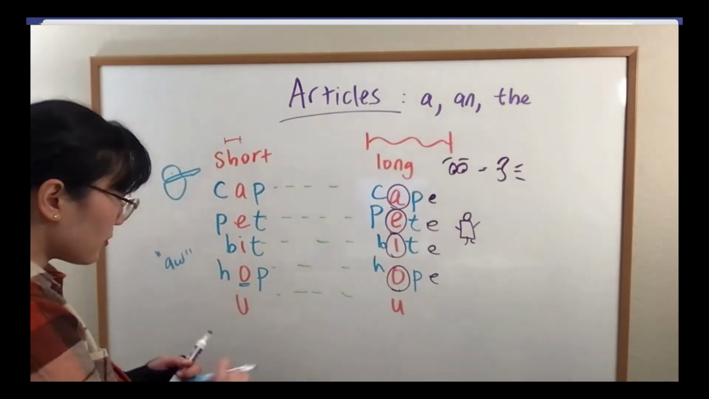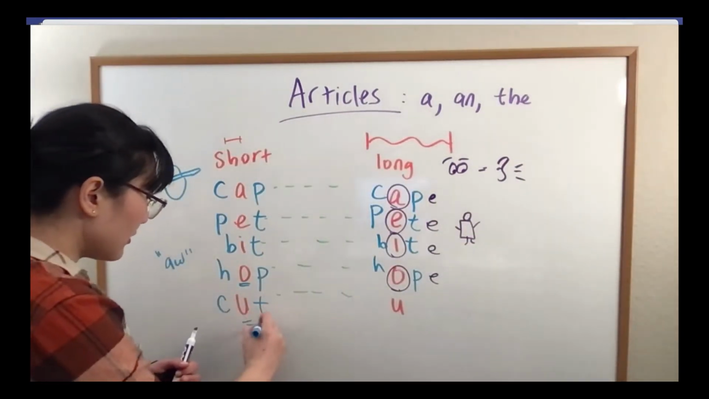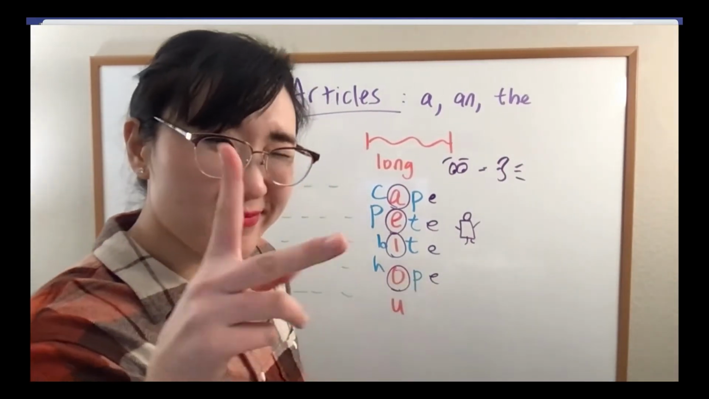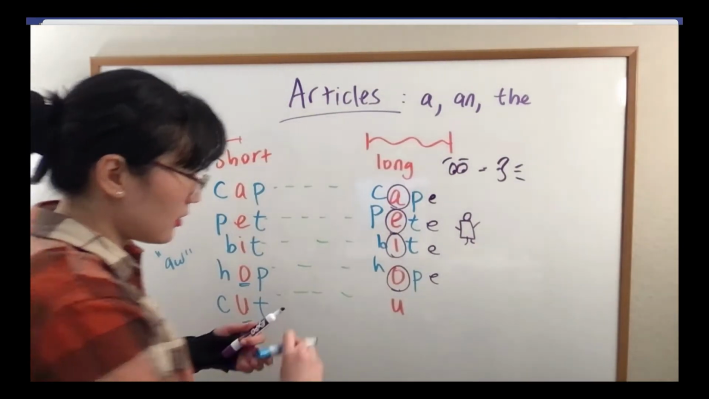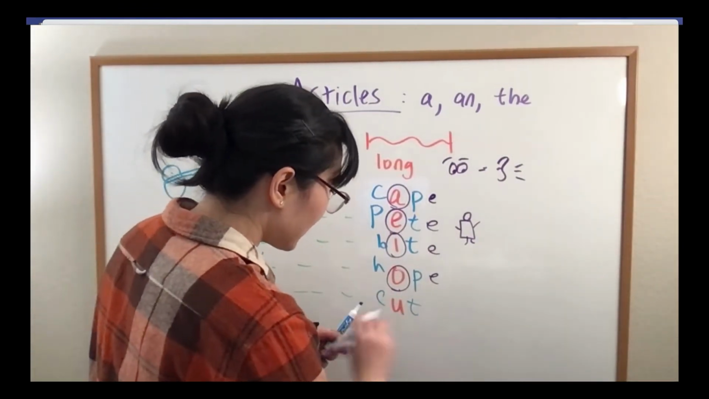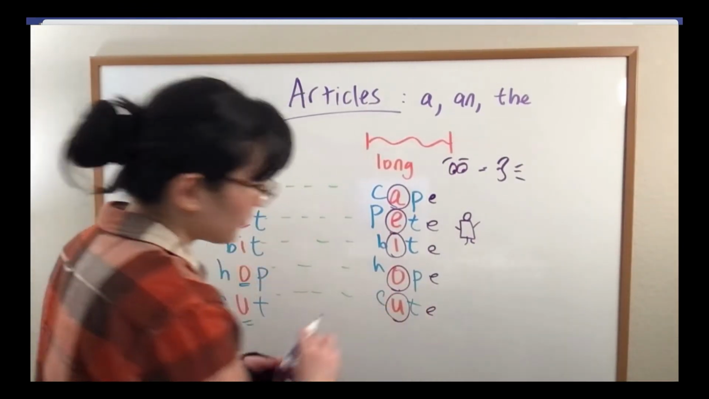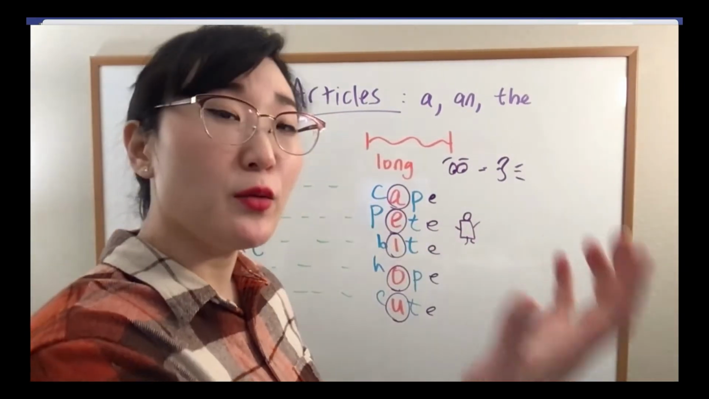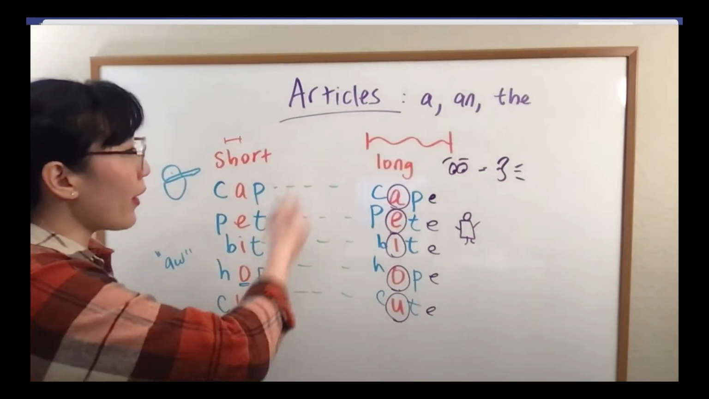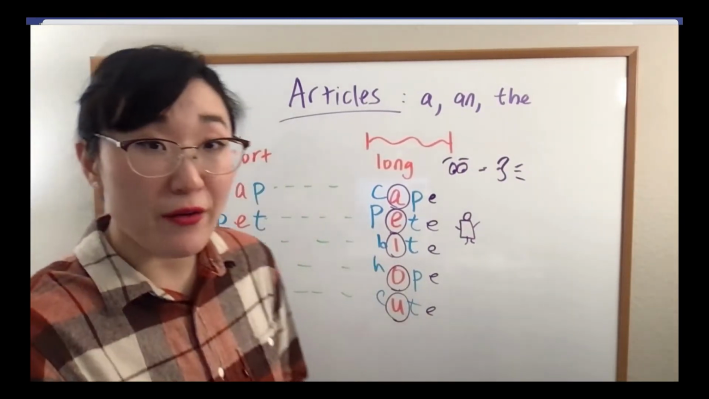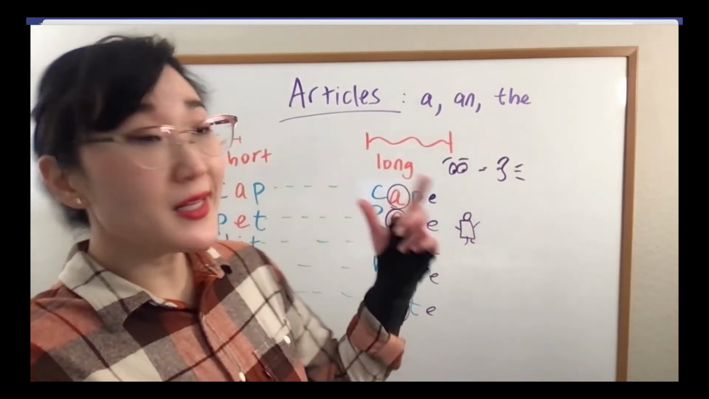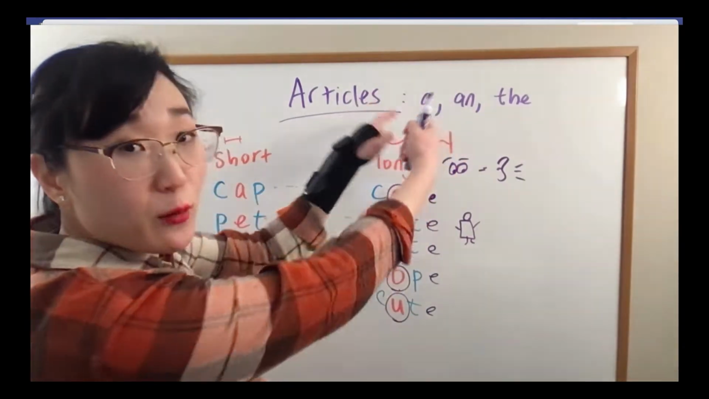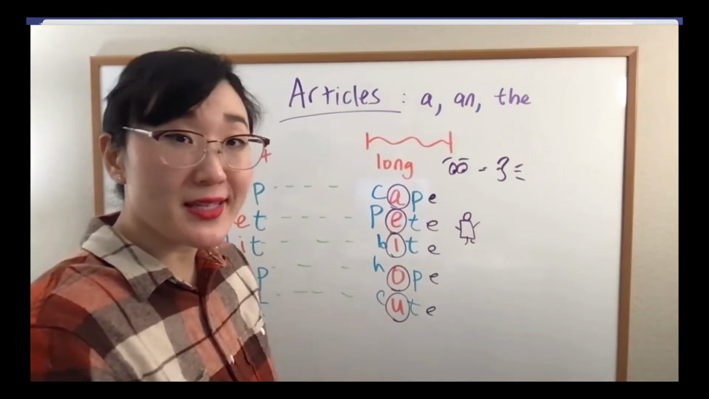And over here, U. Cut. Now over here, consonant, vowel, consonant plus an E. I see a U. Cute. You are cute. You are adorable. So right now we have these two very different vowel sounds. We need to understand these to choose which A or AN we use. So let's take a look at some examples.